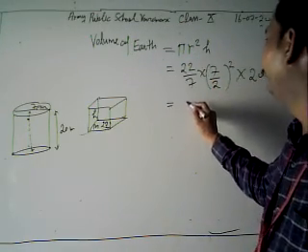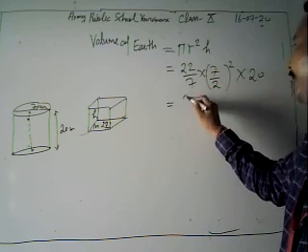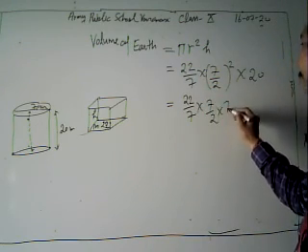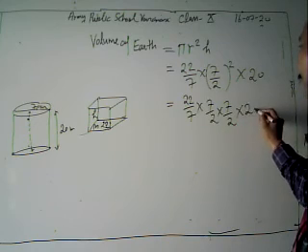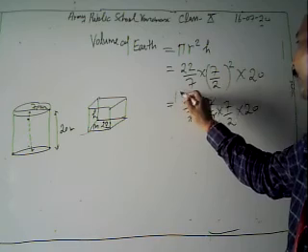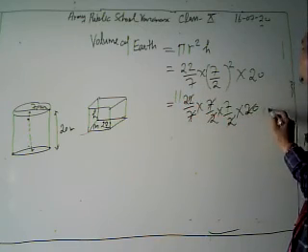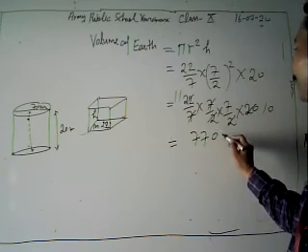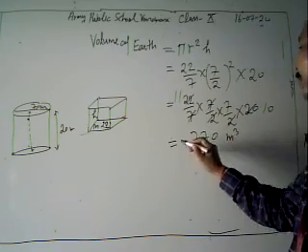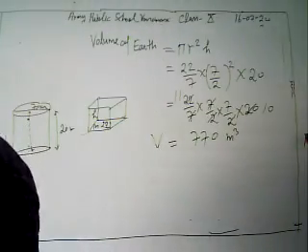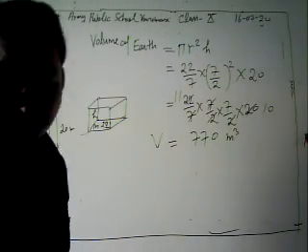Then we have 22 by 7 into 7 by 2 into 7 by 2 into 20. The 7 cancels out, so we have 11 here and 10 here. Now we have 770 meter cube. This is our volume of earth, 770 meter cube.